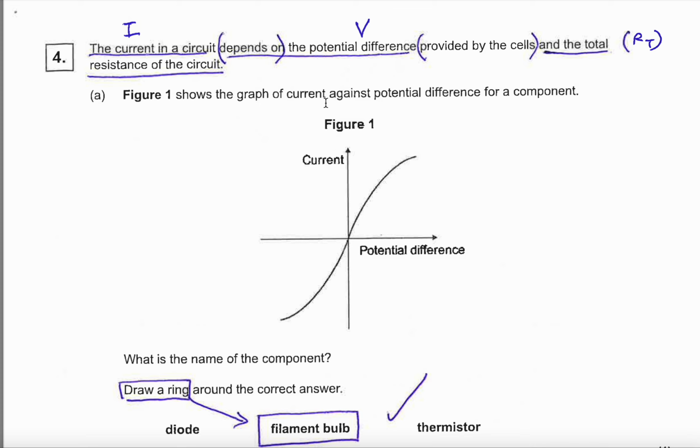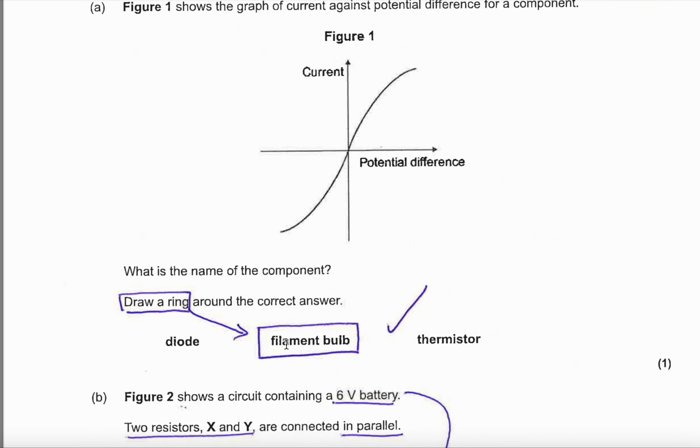Figure 1 shows a graph of current against potential difference for a component. If you've already done a question before, you should recognize this graph is the same as the previous one you did, so you should be able to work out straight away that this is a filament bulb, because again, when the voltage goes up, the current tries to go up. Initially it goes up in equal steps, and then it starts to lag behind, so the curve goes down a bit. So the resistance increases as the bulb gets hotter with higher voltage. You need to recognize the shapes of the components when you change the voltage across them.